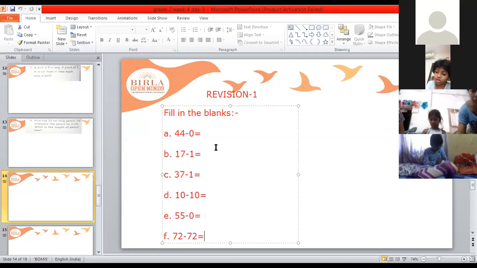First bit is 44 minus 0 is equal to how much? The next second bit, 17 minus 1 is equal to how much? Third bit, 37 minus 1 is equal to how much? Then 10 minus 10 is equal to how much? Next, 55 minus 0 is equal to how much? Last one is 72 minus 72 is equal to how much?